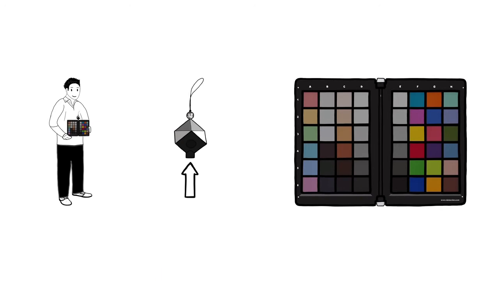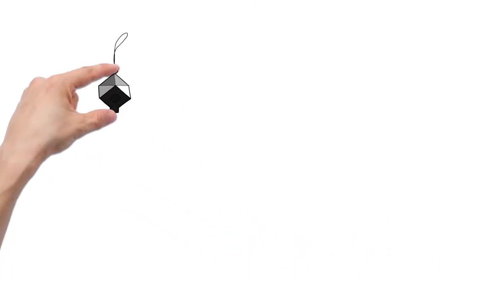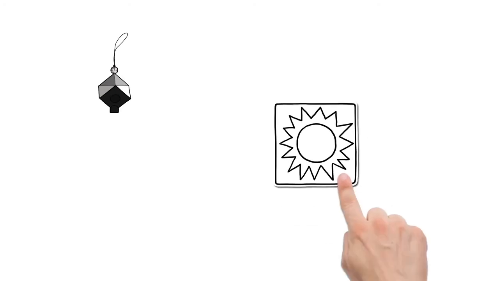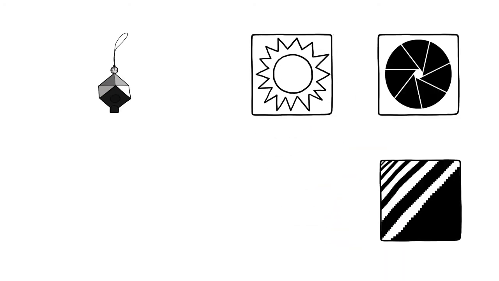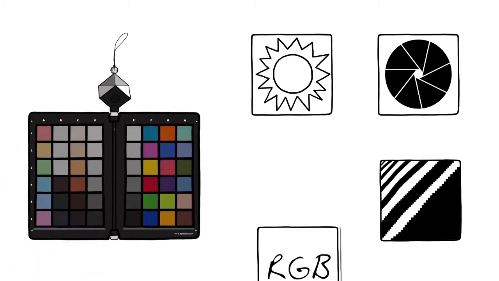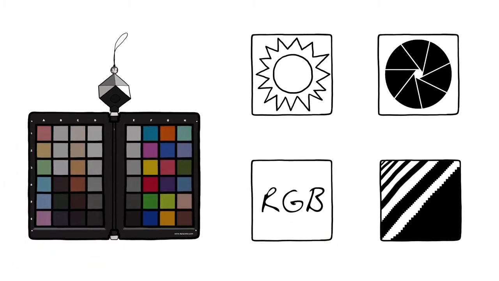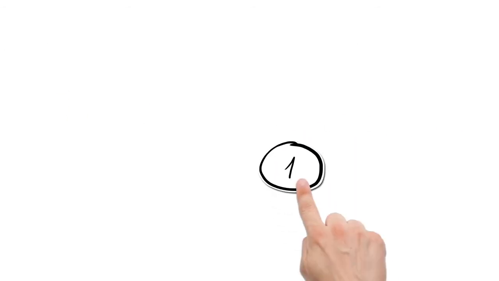Simon uses the Spyder Cube and Spyder Checkr from Datacolor. Spyder Cube is a reference tool that helps to set the correct white balance, exposure, and black level when editing pictures. Spyder Checkr provides color correction for cameras. Here's how it works in three easy steps.